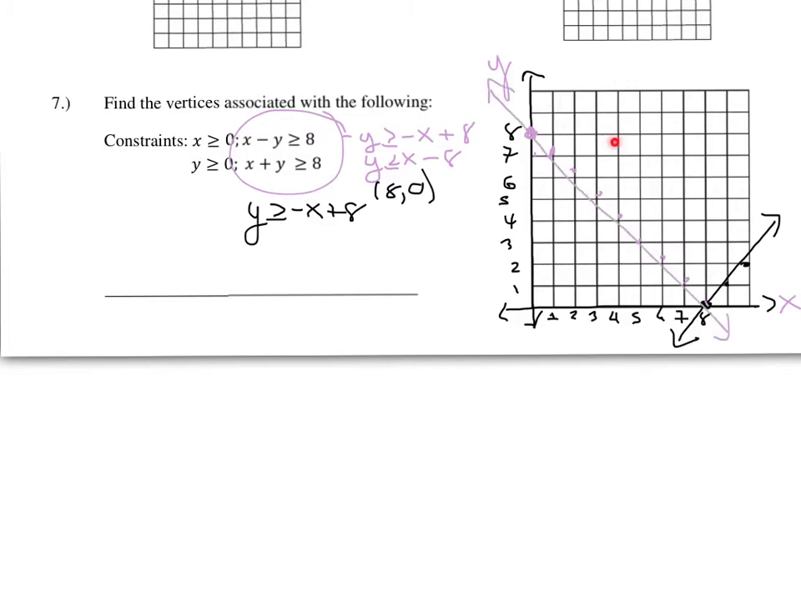Greater than that line would be everything above it. So the only thing that gets shaded is this region in here, just like I said before. But the question said to find the vertices associated with the following. You only have one point of intersection with all 4 of the constraints, and that's this one here, so that's 8, 0.